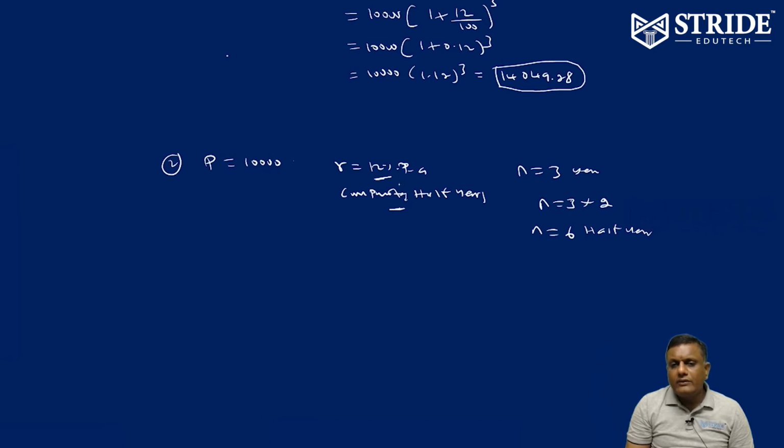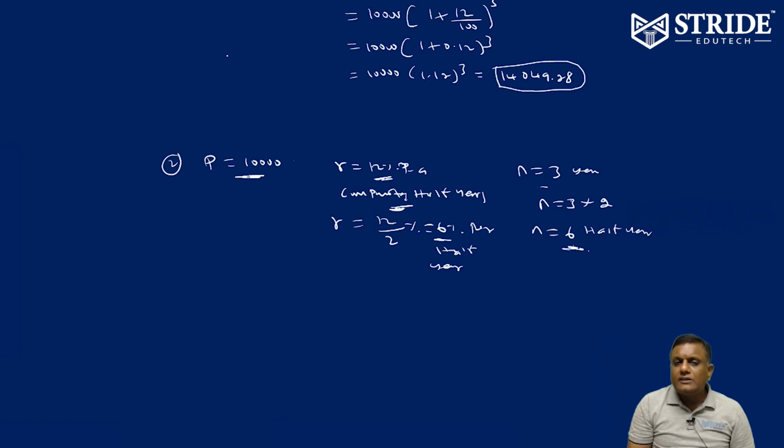See, the logic trick is, if it is per annum, N is equal to years. If it is half yearly, N is equal to the number of half years you have to convert. So N is equal to 3 years, 1 year is equal to 2 half years, therefore 3 into 2, 6 half years. Compounded half yearly means 12 by 2, that is equal to 6. So 6% per half year, and N is equal to 6 half years.